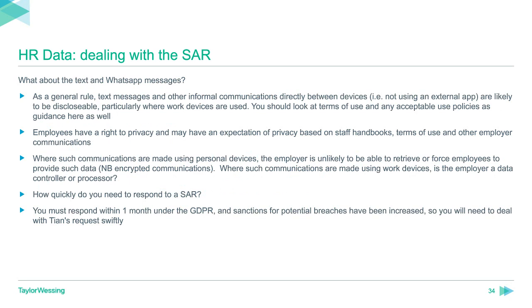This is a growing area of problems for employers, and we are seeing more of it coming through. As a general rule, text messages and other informal communications directly between devices, so not using an external app, meaning I'm leaving WhatsApp to one side for a minute, are likely to be disclosable, particularly where work devices are used. So as the employer, you should be looking at terms of use and any acceptable use policies as guidance here and tightening up that sort of wording if you're not happy with it as it is.